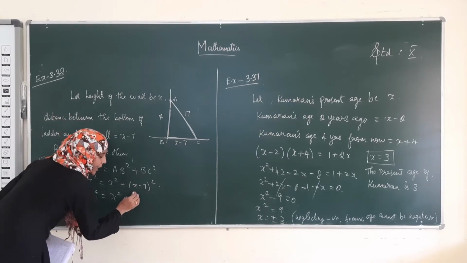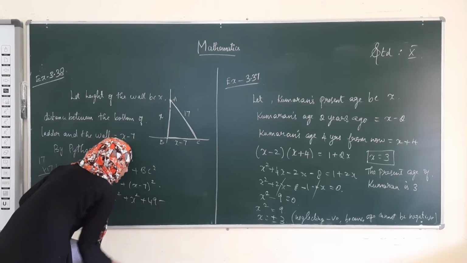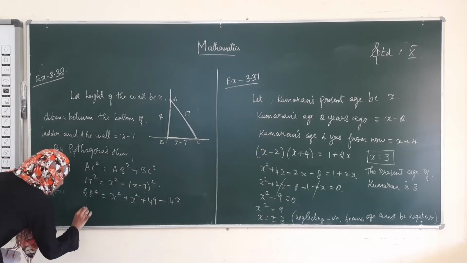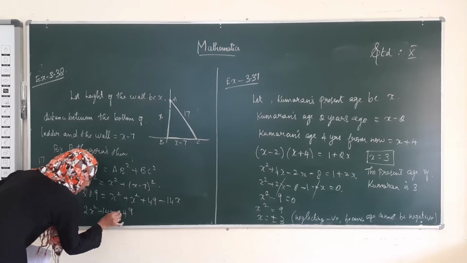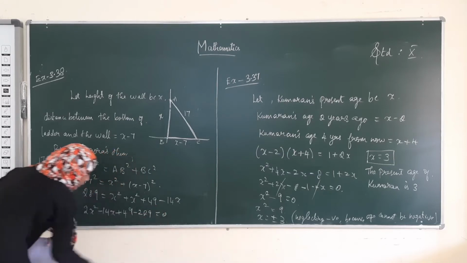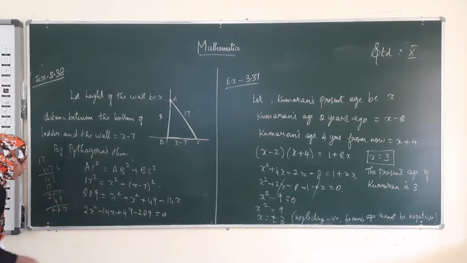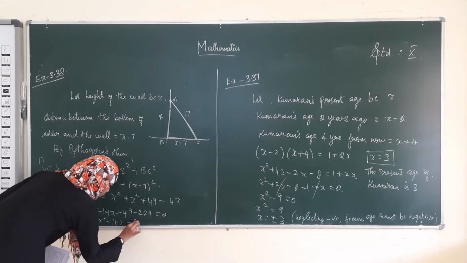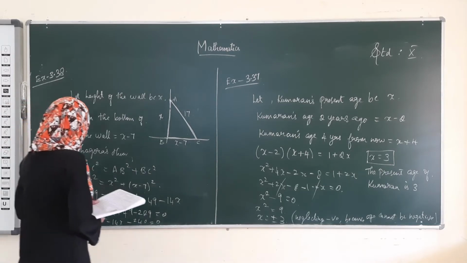Expand this using the a minus b whole square formula: x square plus 49 minus 2 times 7, which is 14, into x. This becomes 2x square minus 14x plus 49. Taking 289 to that side, it becomes minus 289 equal to 0. Minus 289 plus 49 is minus 240. So 2x square minus 14x minus 240 equal to 0.